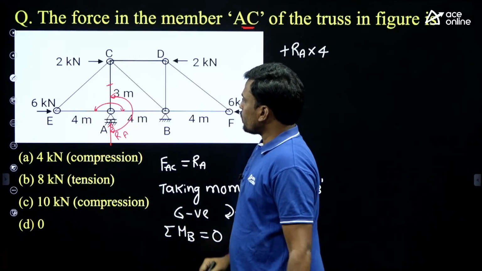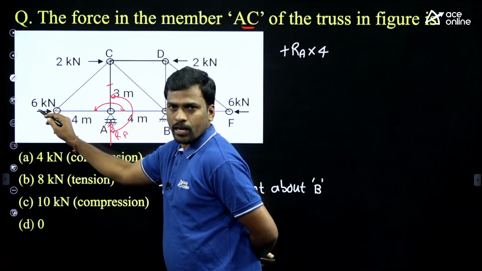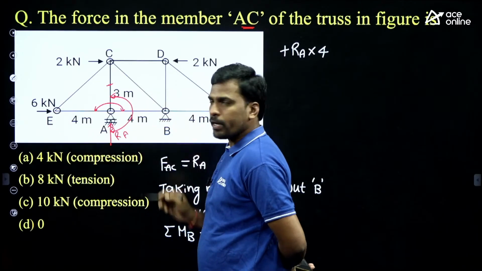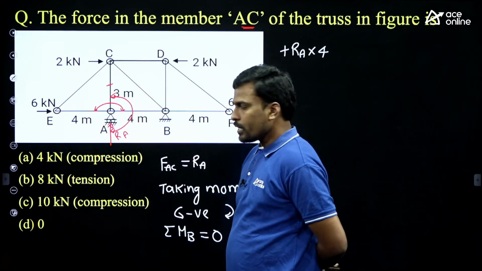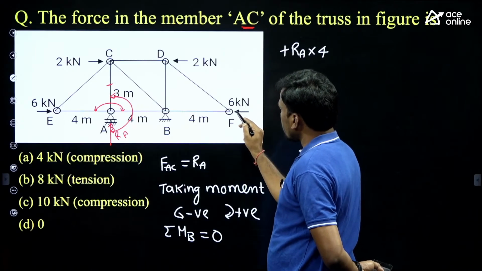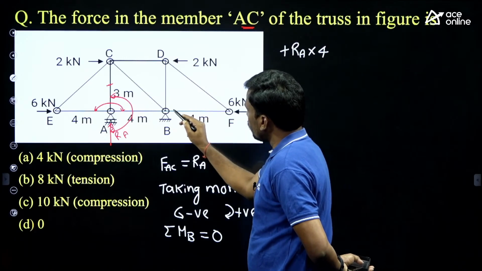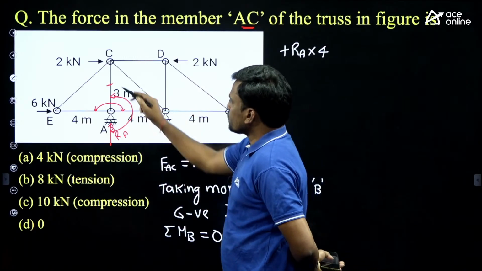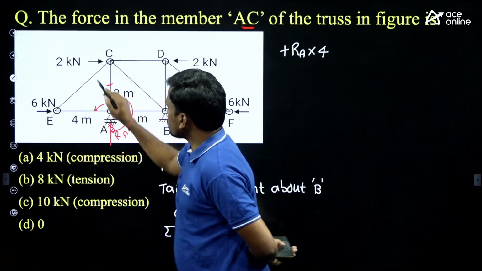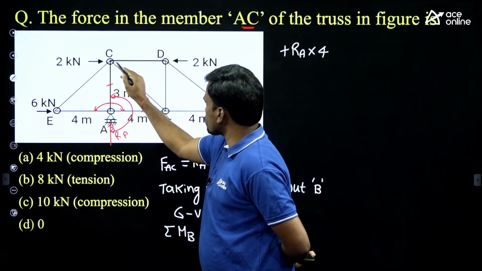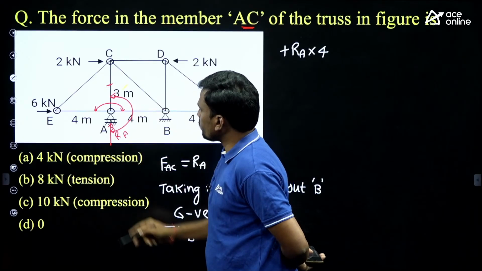Next, this horizontal load 6 kilonewton, will it develop moment about B? No, because the line of action of this load meets at B only. Similarly, this 6 kilonewton also will not develop moment at B because its line of action meets at B. But these two will develop the moment. Now tell me students, are these two clockwise or anti-clockwise? These two are clockwise. What is the perpendicular distance? 3 meter, right?